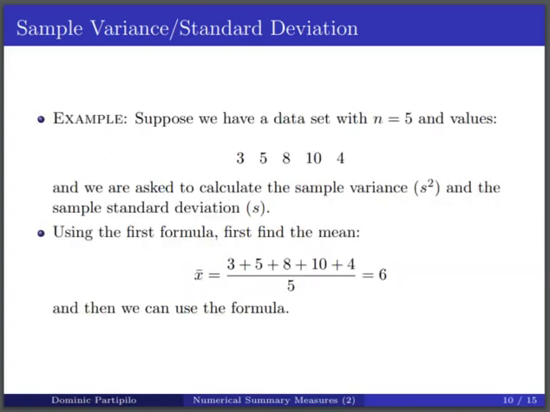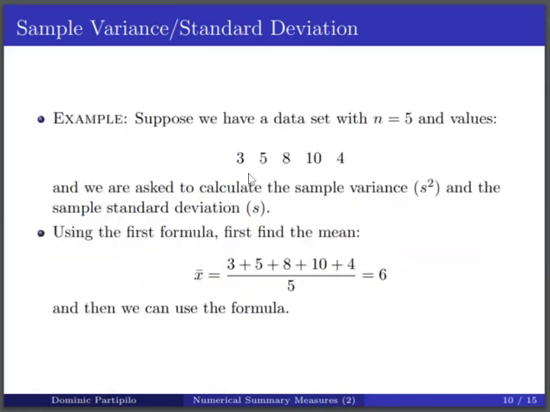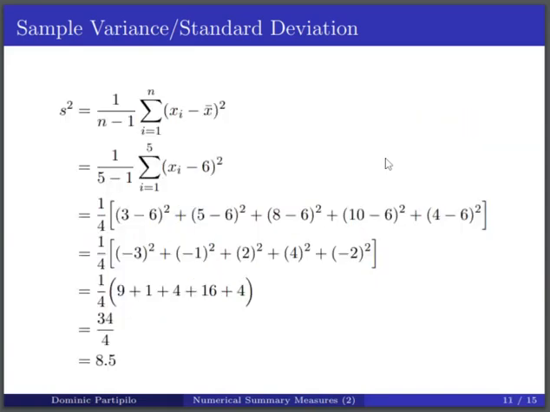Remember, our first data point was 3. We need to subtract the mean from 3 and then square it. So here we have 3 minus 6, and then we're going to square that. And then the next data point was 5. Then we do the same thing with 5. So we're going to take 5 minus 6, and then we're going to square that. Then we're going to do 8 minus 6, then we're going to square that. 10 minus 6, we're going to square that. And then 4 minus 6, we're going to square that.